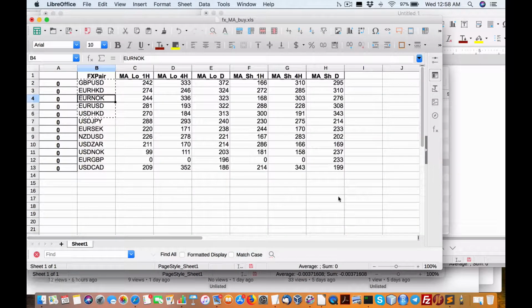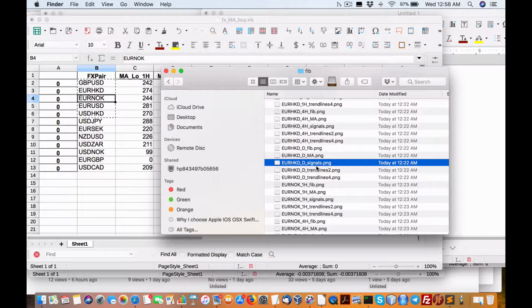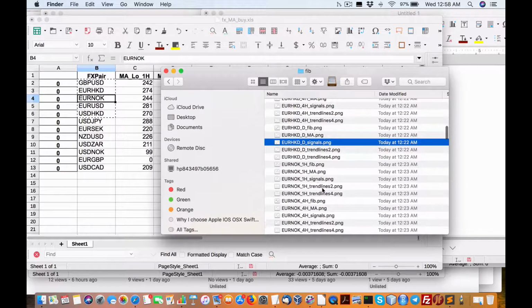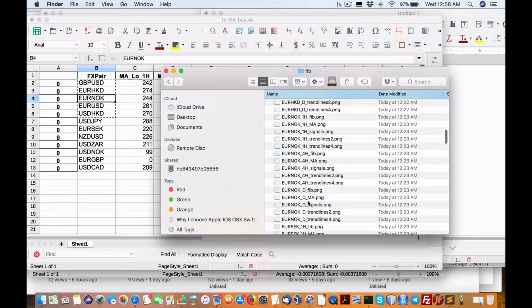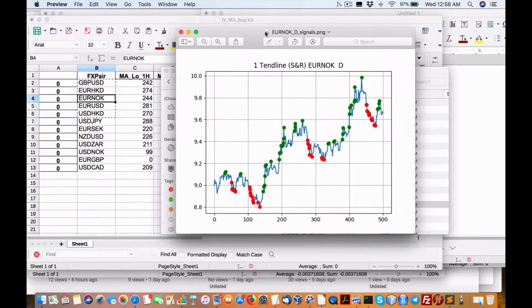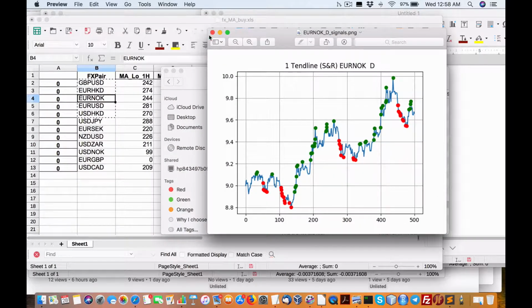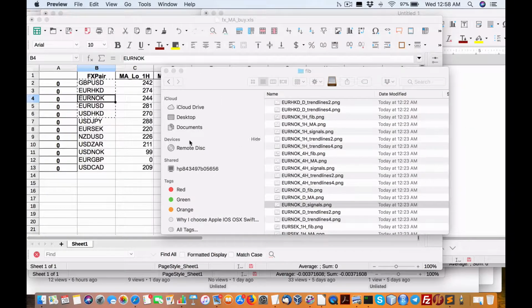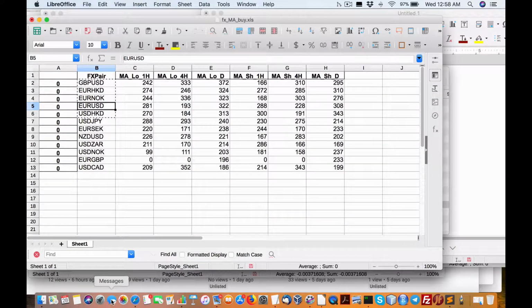Euro and Norwegian. Let's see that. So we're looking for the daily signals. Again, not as much, but there are definitely more buying than selling. And the next one would be Euro USD.